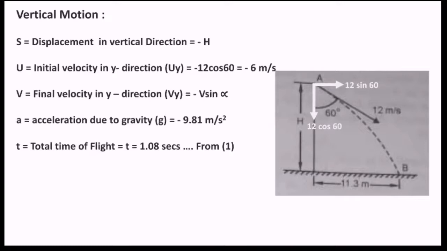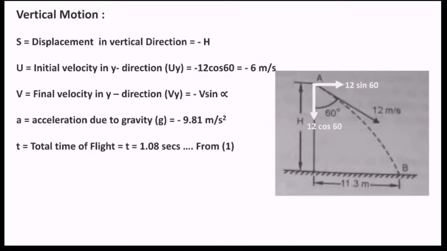U, that is initial velocity in y direction. From the diagram it is 12 cos 60, again it is going downward, so it will be minus 12 cos 60, on solving which I will get minus 6 meters per second. Similarly final velocity will be minus v sin alpha, but as this is not required in the question I will skip this. A is acceleration due to gravity, which is constant as minus 9.81 meter per second square, and T is total time of flight, which we have already found out as 1.08 seconds.